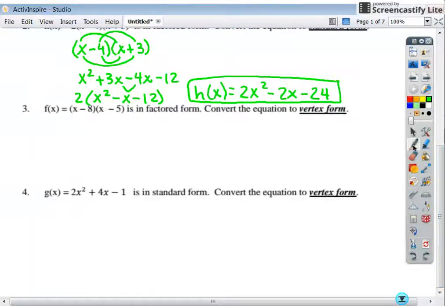All right, taking a look at number 3 now. We're in factored form again. This time we're going to vertex form. Now, I'm going to actually go to standard form first. I'm going to multiply x and x, x and negative 5, negative 8 and x, and negative 8 and negative 5. And then combine the like terms.